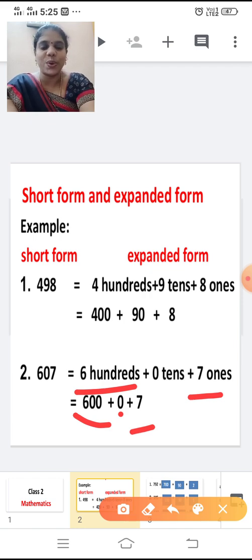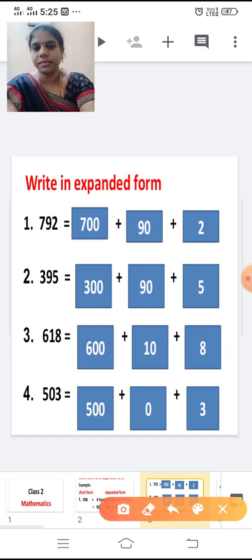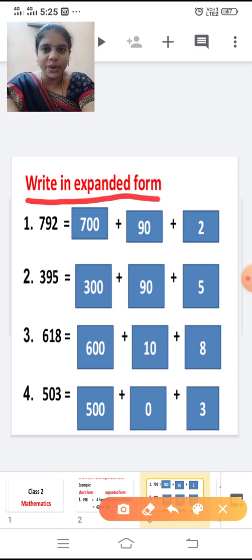So you all know the expanded form, right? It is the sum, the addition, of the place values. 6, it is in which place, or 0, it is in which place? So it is the sum of the place value of the numbers. Now write the numbers in expanded form. Shall we write this now?